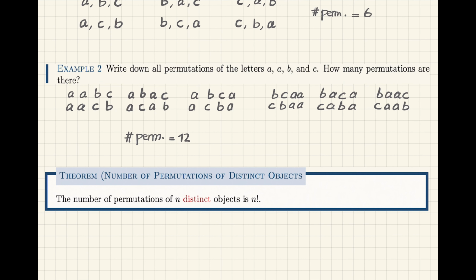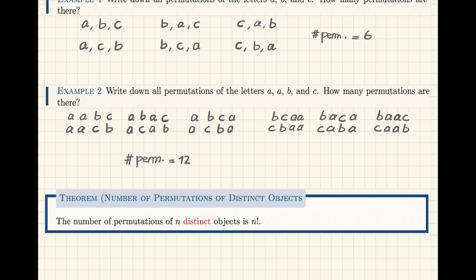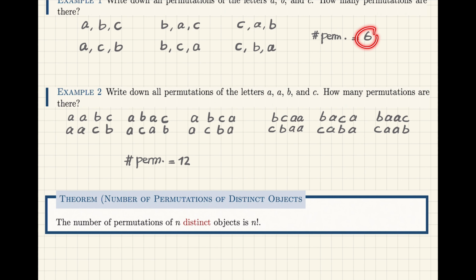Of course, in this lesson we want to learn how to come up with this number without writing all possibilities and counting them. Is there any way that I can immediately answer these two numbers if I do not write all possibilities down first? And the answer is yes.